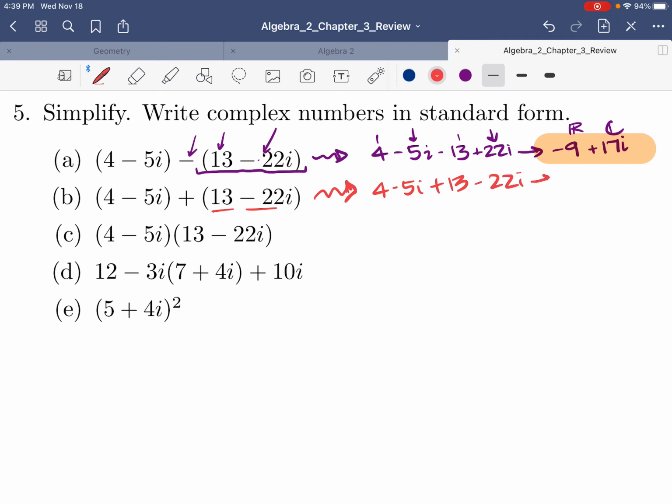And some of you are like, so you only change it when it's a minus sign? Yep. And when it's a plus sign, everything stays the same. Nothing changes. But you do collect like terms here. 4 and 13 comes out to 17. And the negative 5i and the negative 22i becomes negative 27i. And that's in standard form because you have the real number followed by the complex number. So that's our answer for question B.